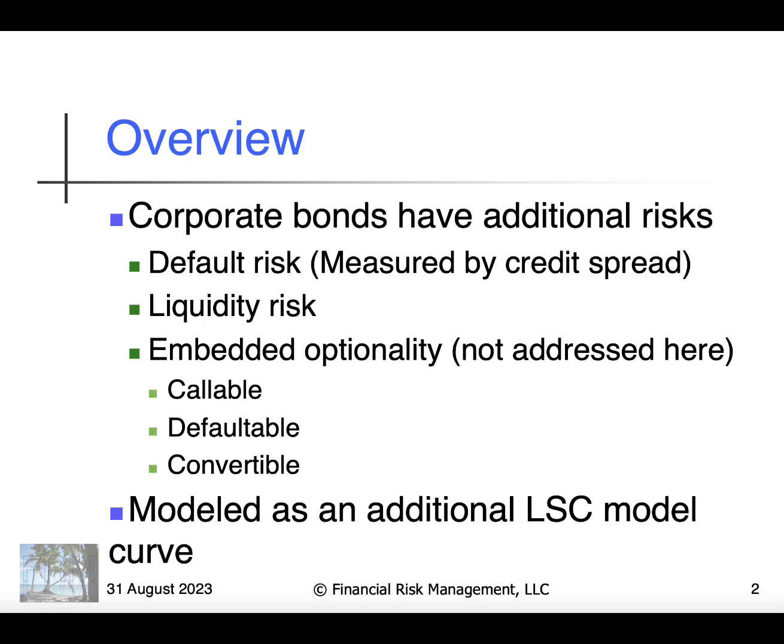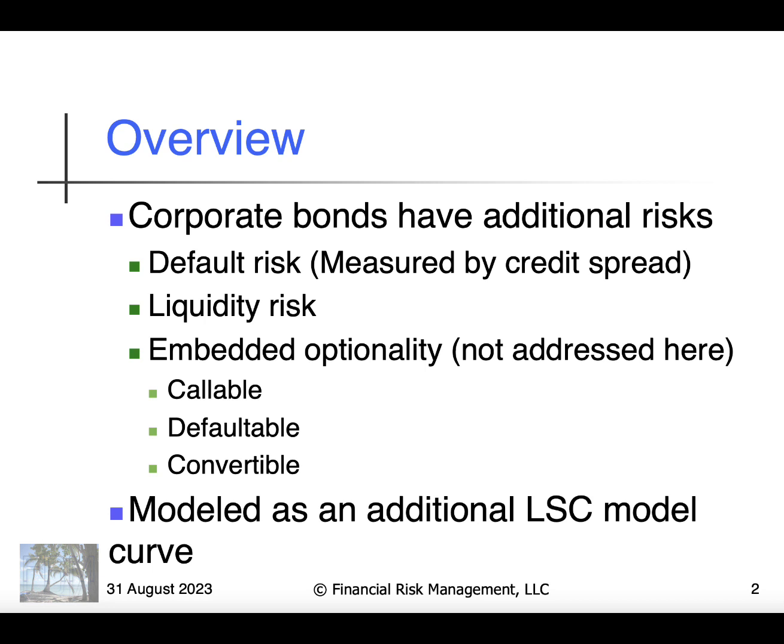Corporate bonds, as opposed to U.S. Treasuries, have some additional risk. They have default risk. Typically, this is measured by a credit spread. They have liquidity risk. When a bond is first issued, often it enjoys some liquidity, but then over time, that liquidity goes away. There's always embedded optionality. Many bonds are callable. Every bond is defaultable, even U.S. Treasuries, and the bonds might be convertible.